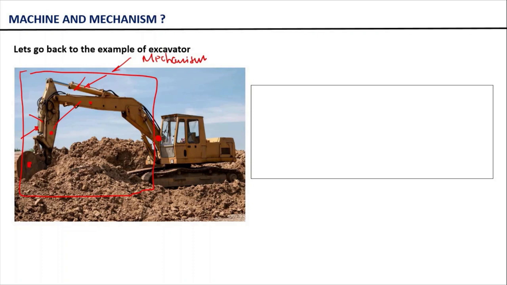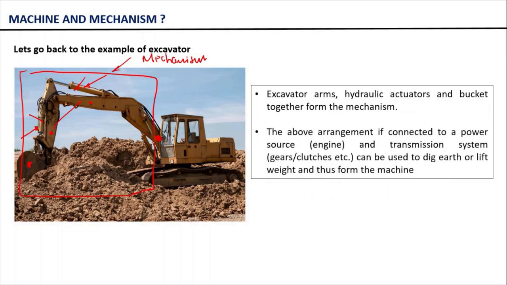Now if this is the mechanism, then what is a machine? It's very simple. You just supply power to this using an engine. Then you can use a transmission system, let's say gearboxes or clutches. As soon as you connect all this, engine, transmission system, clutches, etc., to this portion of the excavator, then the entire arrangement will be called a machine, right? Because now using this entire arrangement you can actually perform some work, maybe digging earth, or lifting, let's say, soil, right? So that is the difference between a mechanism and a machine.